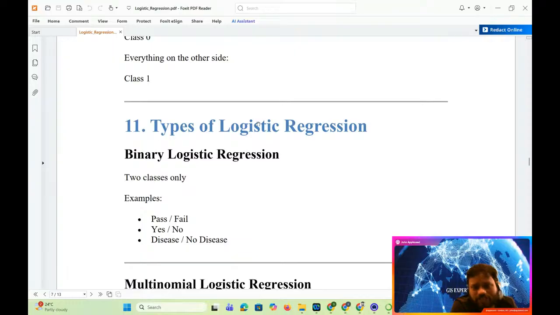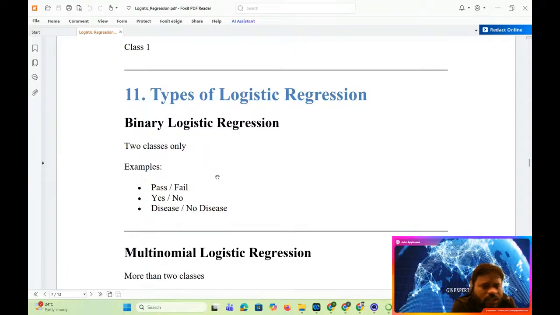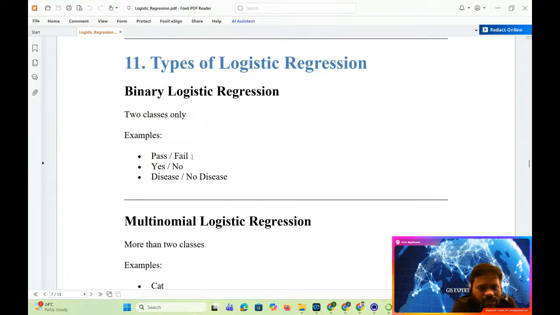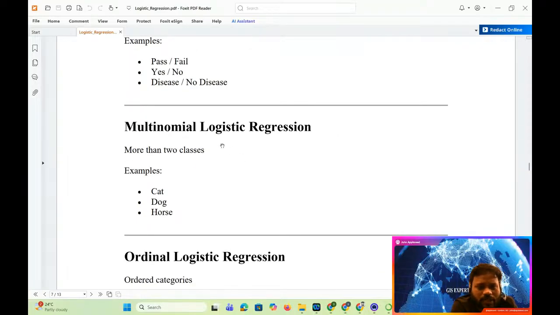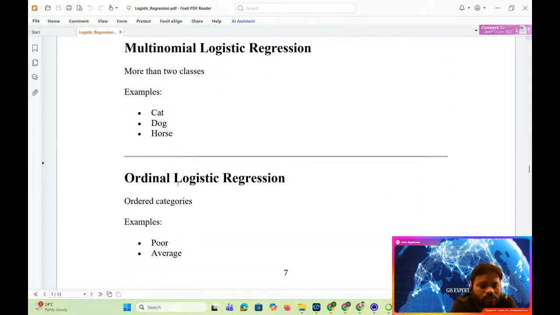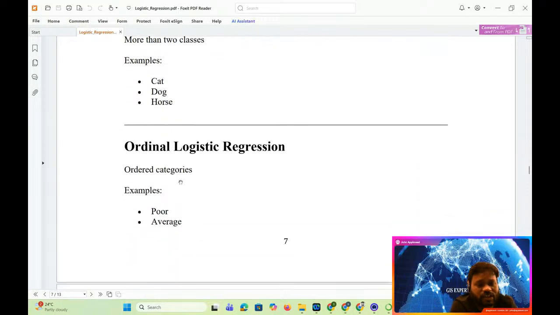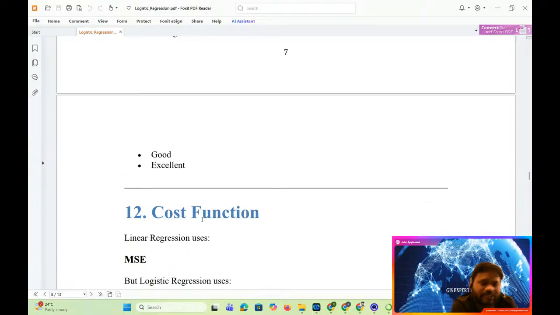Types of logistic regression: binary logistic regression has two classes only, for example pass or fail, yes or no, disease or no disease. Multinomial logistic regression has more than two classes, for example cat, dog, horse. Then ordinal logistic regression has ordered classes: poor, average, good, excellent.